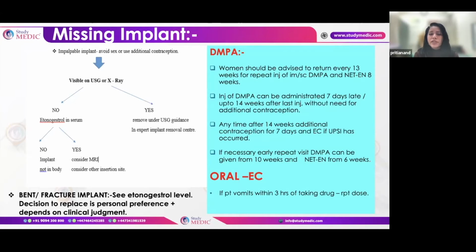DMPA missing: ideally DMPA needs to be repeated after every 13th week, but it has a window period of 1 week. So if the patient is coming for a repeat injection within the first 14 weeks of giving, you can repeat it anytime from 13 to 14 weeks without any additional contraception, without any emergency contraception. But after the 14th week, if she is coming, then you can repeat, but definitely make sure that if she is coming very late, you need to rule out pregnancy. If that is excluded, then with emergency contraception and additional contraception for 7 days, you can repeat the injection.